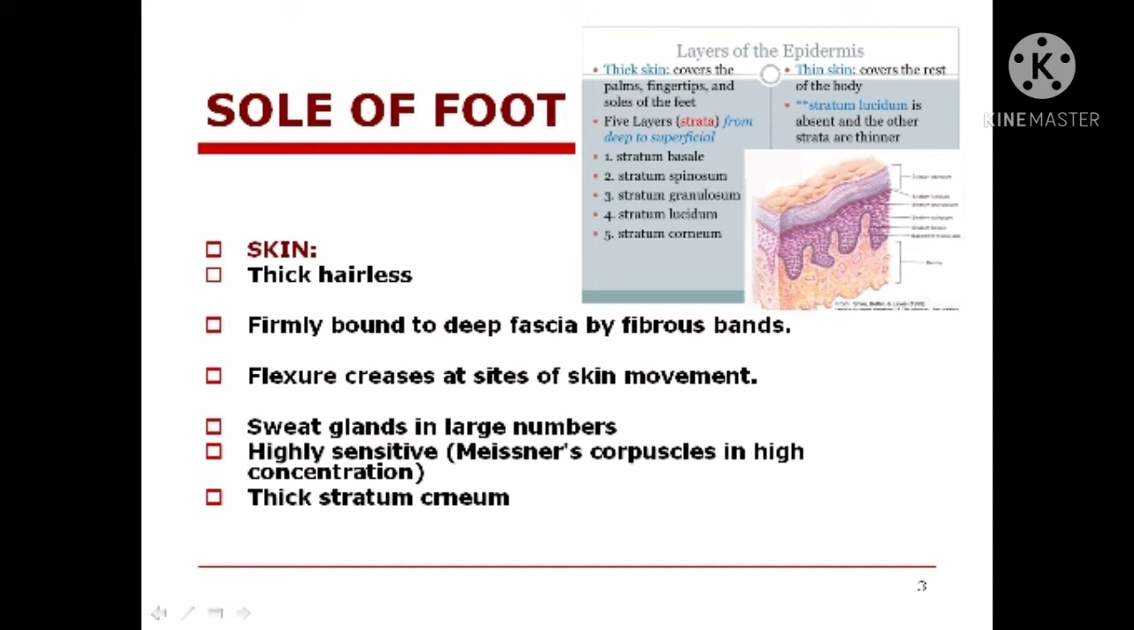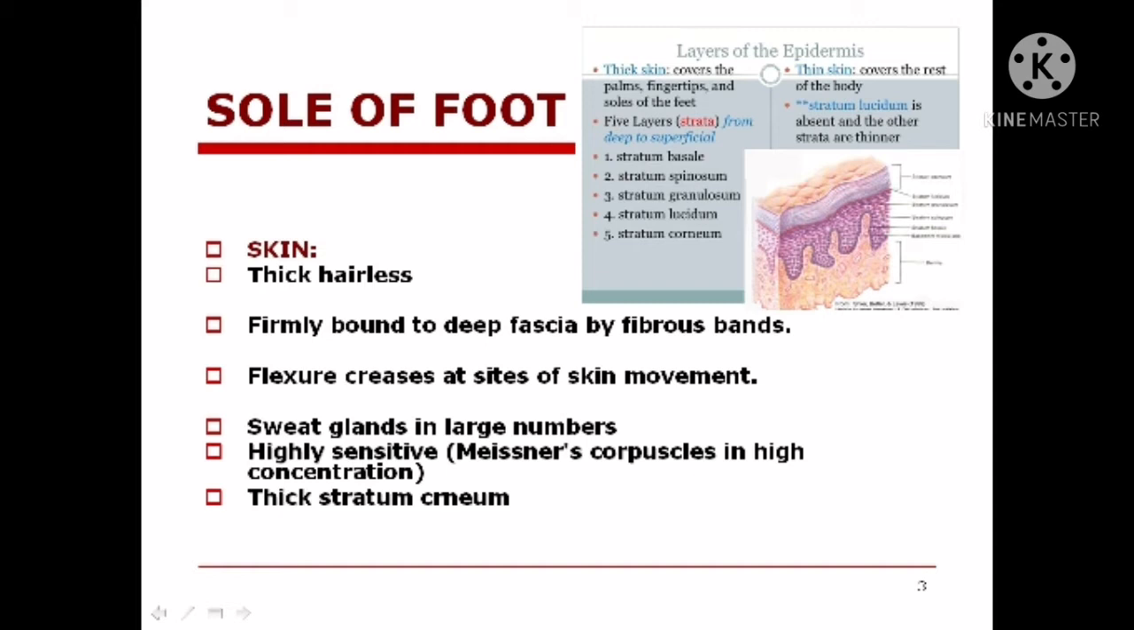The skin is firmly bound to deep fascia by fibrous bands. Over here in the foot, the deep fascia, like the hand, is called the plantar fascia. In the hand, it was called the palmar fascia. So we call it the plantar aponeurosis instead of the palmar aponeurosis in the hand. The flexure creases are at the sites of skin movement, and these are present at the sites of the joints.